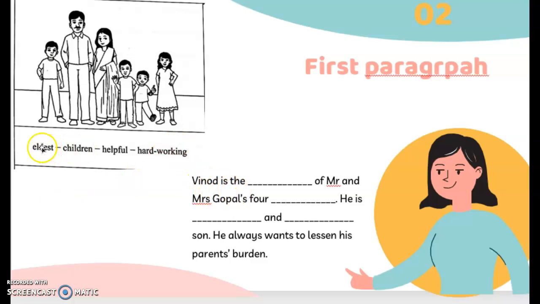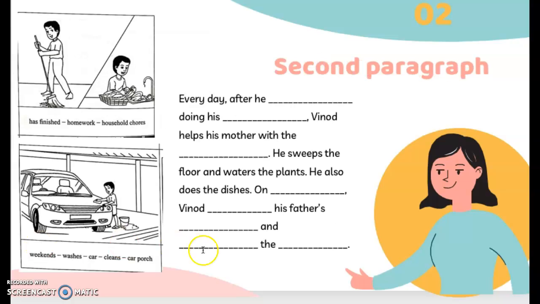Vinod is the eldest of Mr. and Mrs. Gopal's four children. He is a helpful and hardworking son. He always wants to lessen his parents' burden. Alright, so this is the guide that has been given for you. What you have to do is pick the words from the picture and fill in the blanks. Okay, move on to the second paragraph.